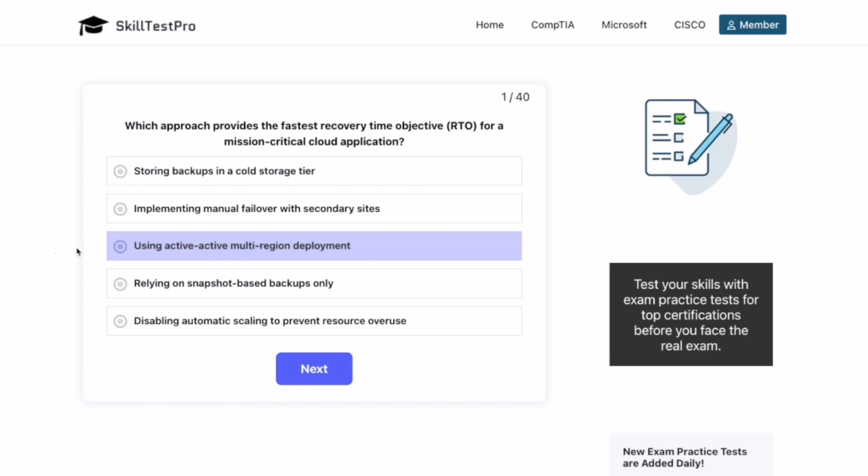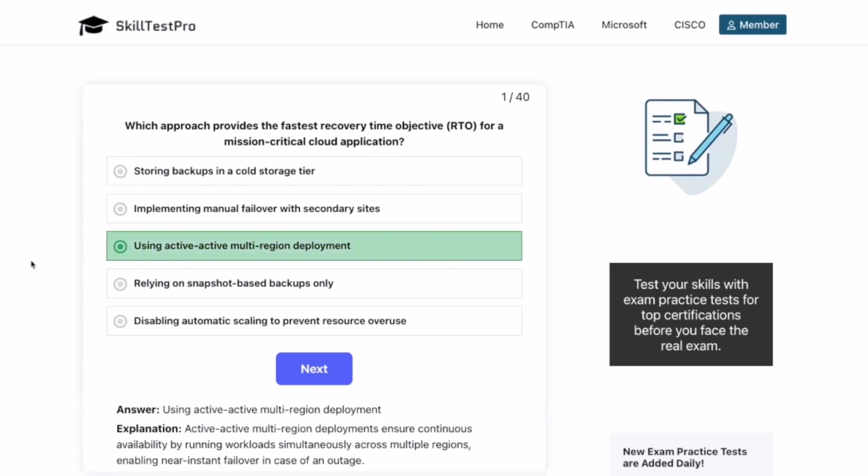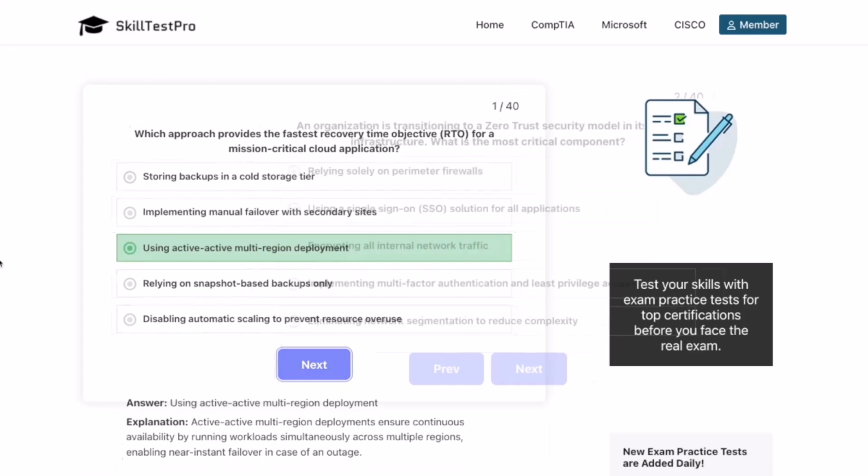The correct answer is using active-active multi-region deployment. Active-active multi-region deployments ensure continuous availability by running workloads simultaneously across multiple regions, enabling near-instant failover in case of an outage. All right, next question.